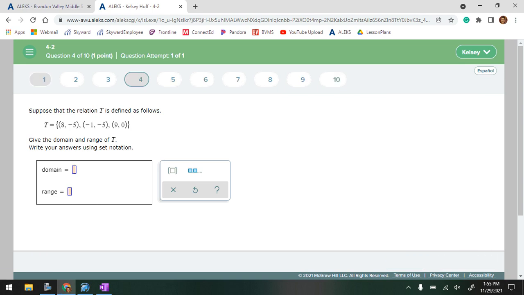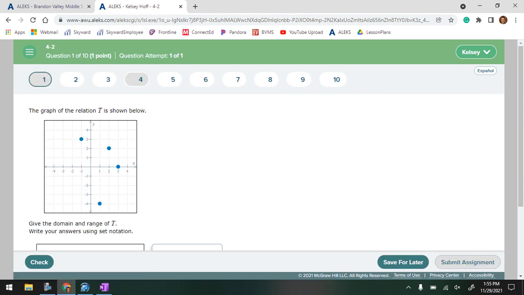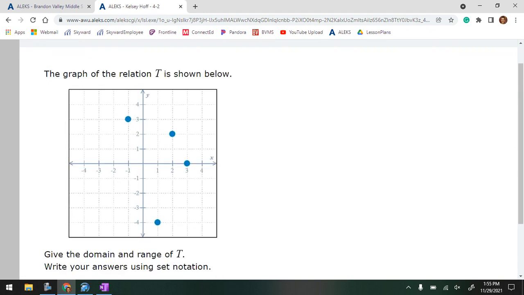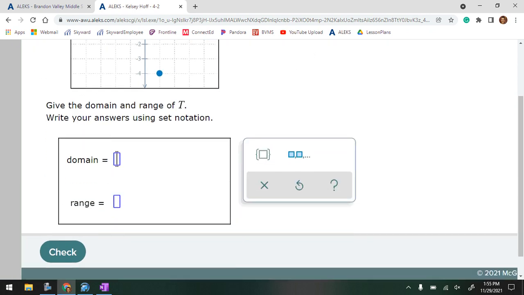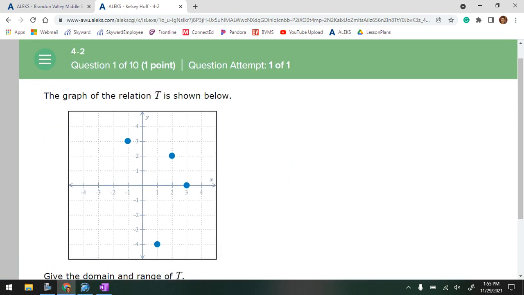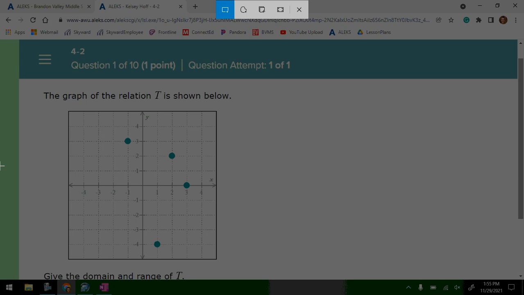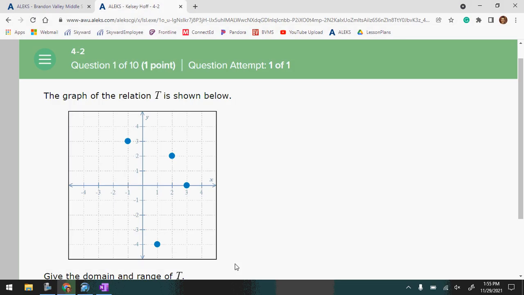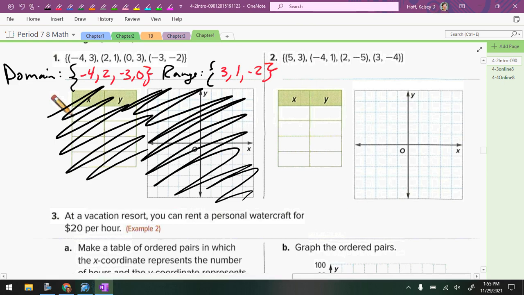Now, I want to look at problem number 1. This says the graph of the relation T is shown below. So this time, they give us a graph with 4 points. And they still want us to list the domain and range. How in the world am I ever going to list the domain and range if they give us a graph? Zach? Very good. So I'm going to put this back up here.